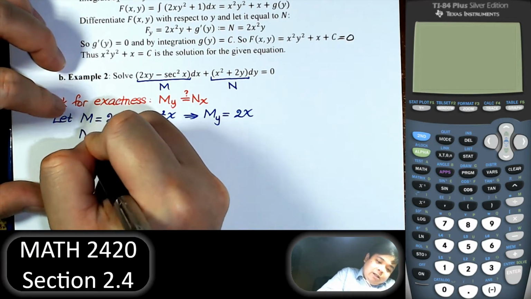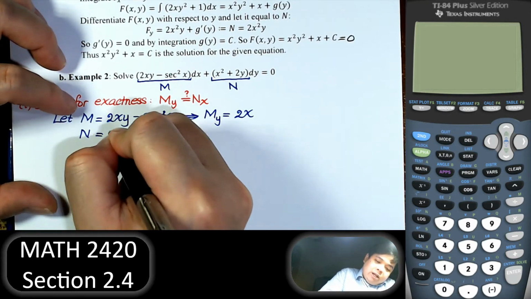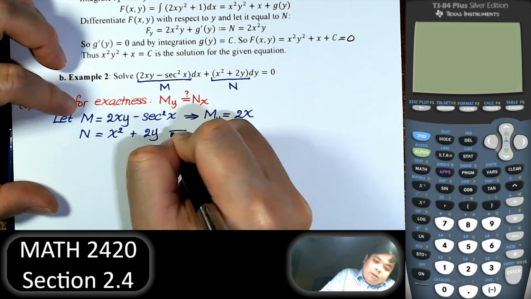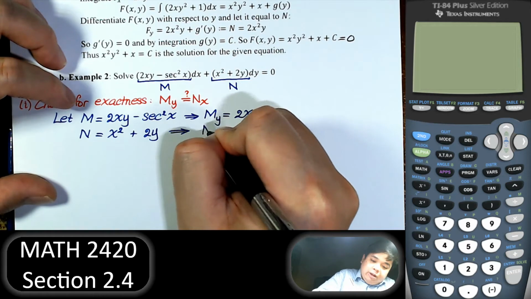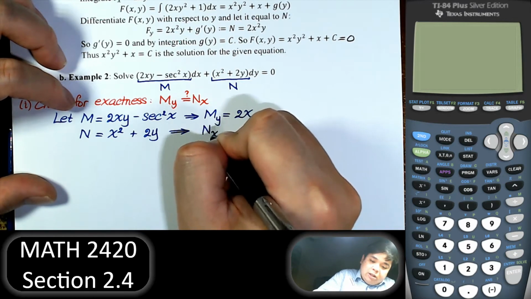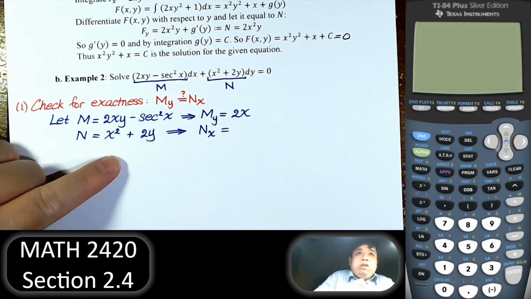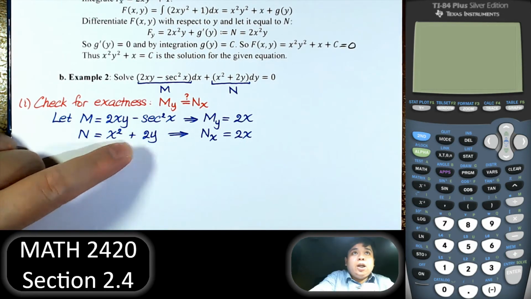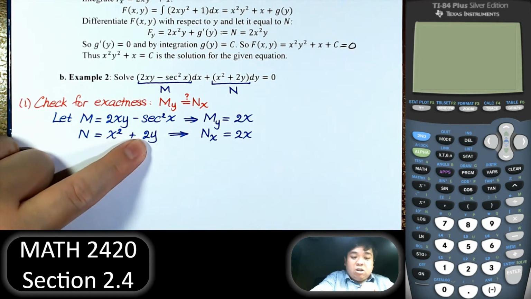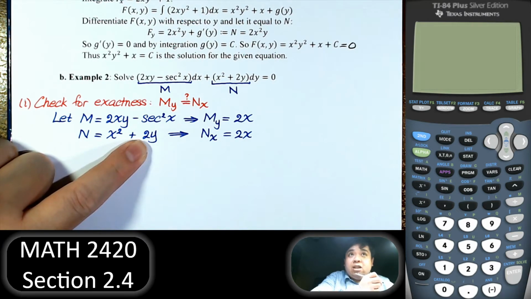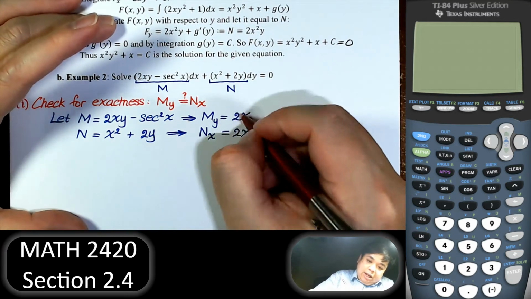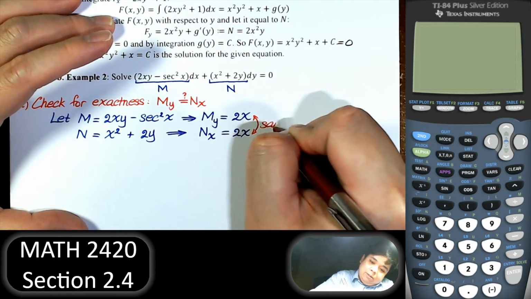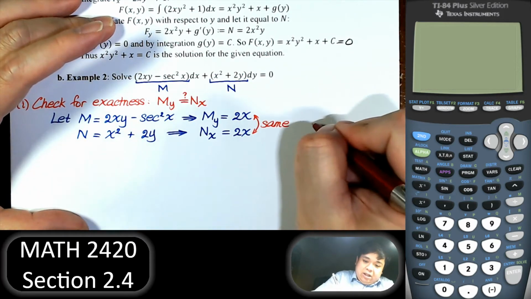Next, N is equal to x squared plus 2y. Take the derivative with respect to x. The derivative with respect to x is 2x. 2y is a constant with respect to x, so the derivative of that is 0. Now, those two are the same, so the equation is exact.